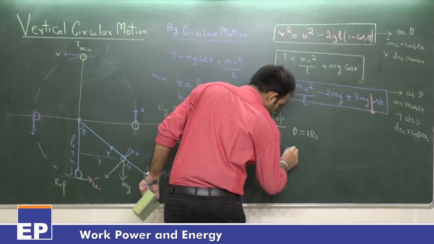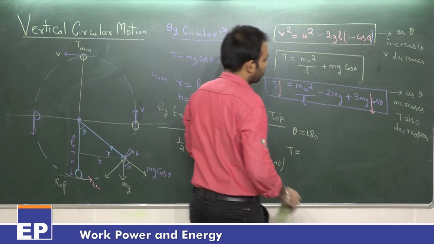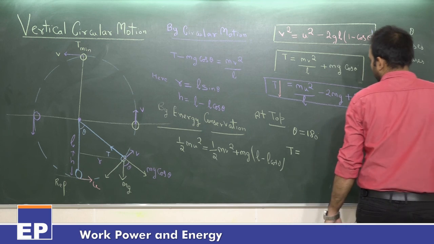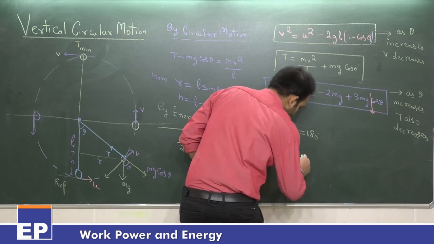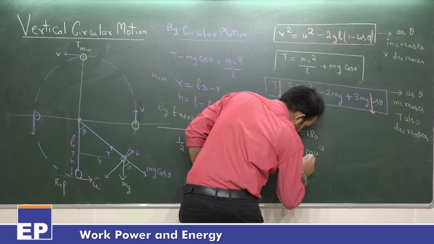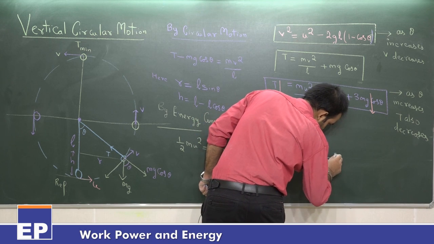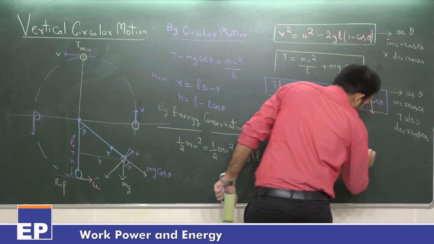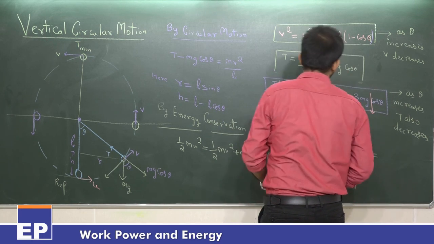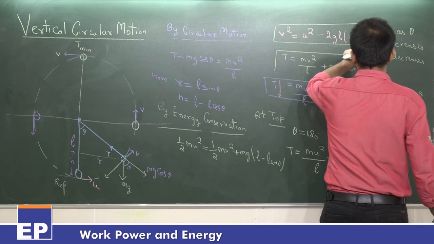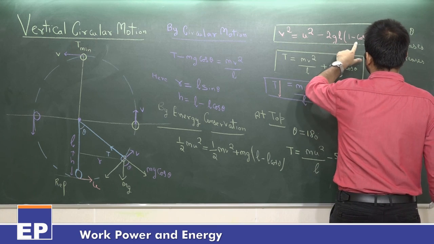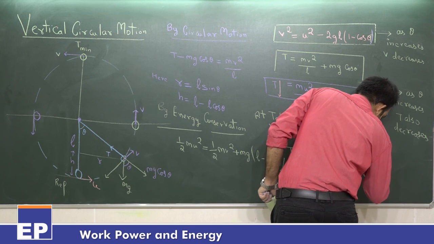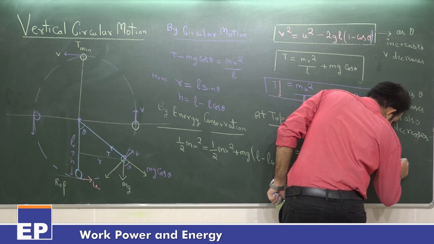What is the value of tension? Theta को 180 डालो. Cos 180 is -1. It will become -1 and this -5 mg. So T is equal to mv square by L minus 5 mg. And what is V there? V is theta को 180 डालो. Cos 180 is -1. This will become 2. It is 4gl. So it will become V square is U square minus 4gl.